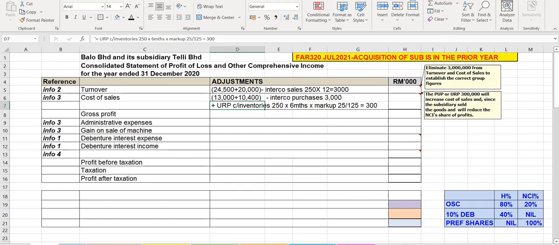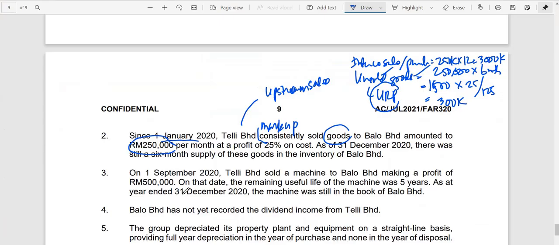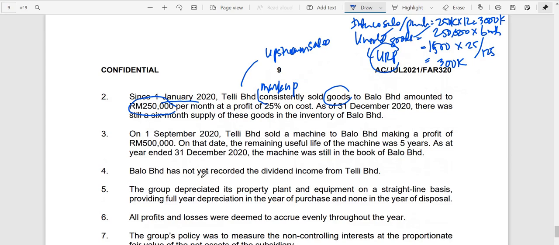So let's go to the second adjustment. Our second adjustment is on intercompany sale of machines. Look closely at the date of disposal. It was on 1st of September. This is in the current year. So it's important to identify when the intercompany transaction took place. Here Tally, that is again the subsidiary, sold a machine to Balu. Balu is the parent, and Balu is the buyer, and Tally is the seller.